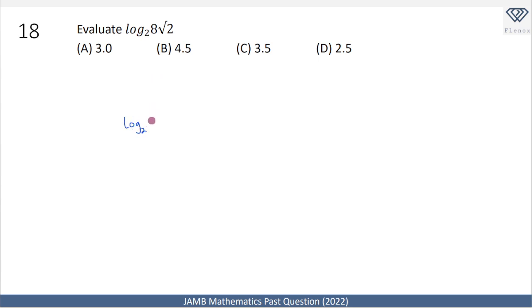Now we know that 8 root 2 is the same thing as writing 8 times square root of 2. Now we're going to write these two numbers in terms of 2. So this is the same thing as saying log to base 2. Now we know that 8 is the same thing as writing 2 raised to the power 3. Alright? And we know that square root of 2 is the same thing as writing 2 raised to the power half. Now, if you recall from our laws of indices, when you multiply two numbers that have the same base, it's the same thing as writing just one of the numbers and summing up their powers. So it's the same as writing 2 to the power of what? 3 plus half.